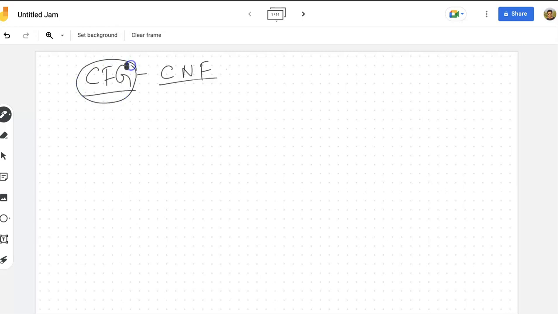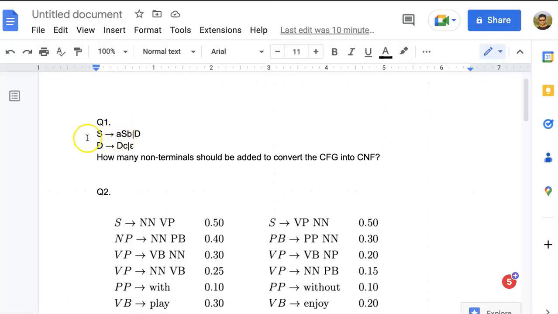What is the syntax for a given CFG? What is the structure of a CNF and all these things? I hope you know, so I'm not writing it here. So the question is, given this grammar, S tends to ASB, B to D, D tends to DC or epsilon, how many non-terminals should be added to convert the CFG to CNF? Okay, so let's start.